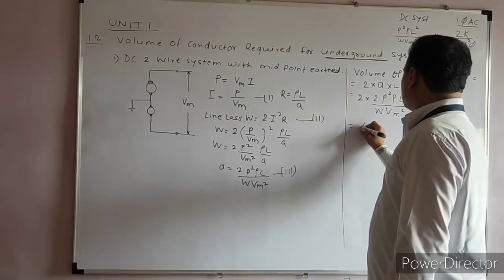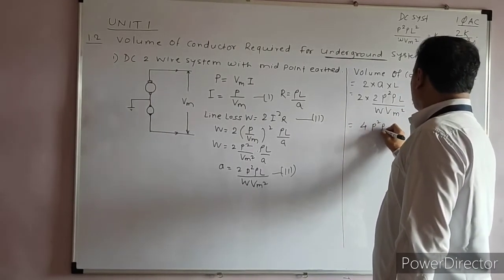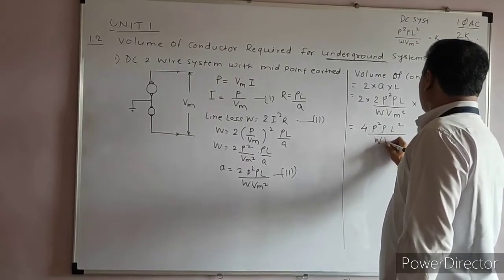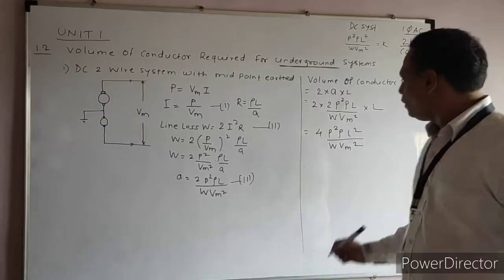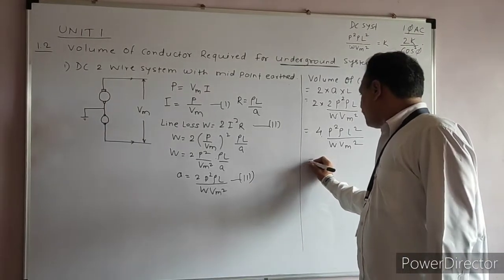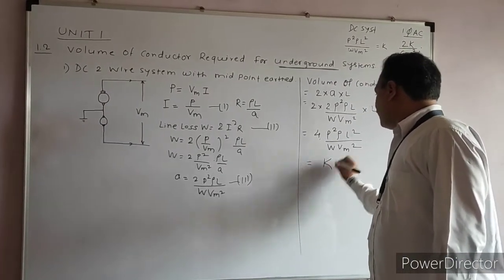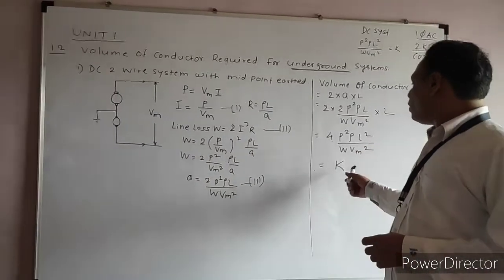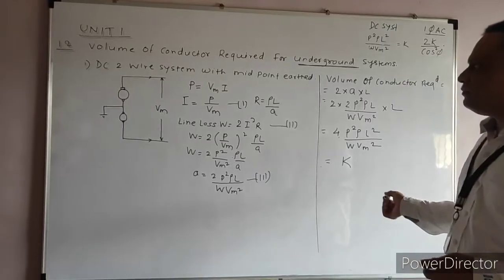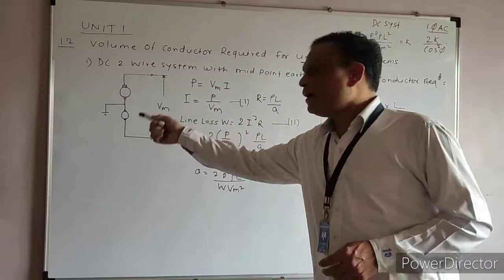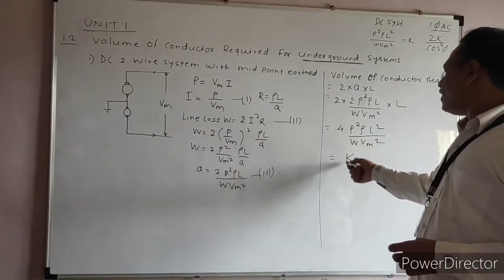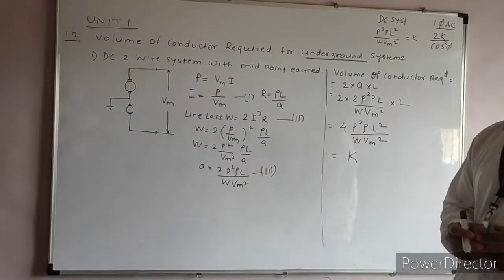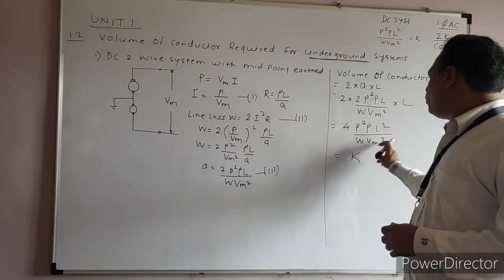So finally you will get 4 π² ρ L² upon W Vm². So this we are treating as K in case of underground systems. So in case of underground system of DC with midpoint earth, the volume of conductor required is K, where the value of K is 4 π² ρ L² upon W Vm².